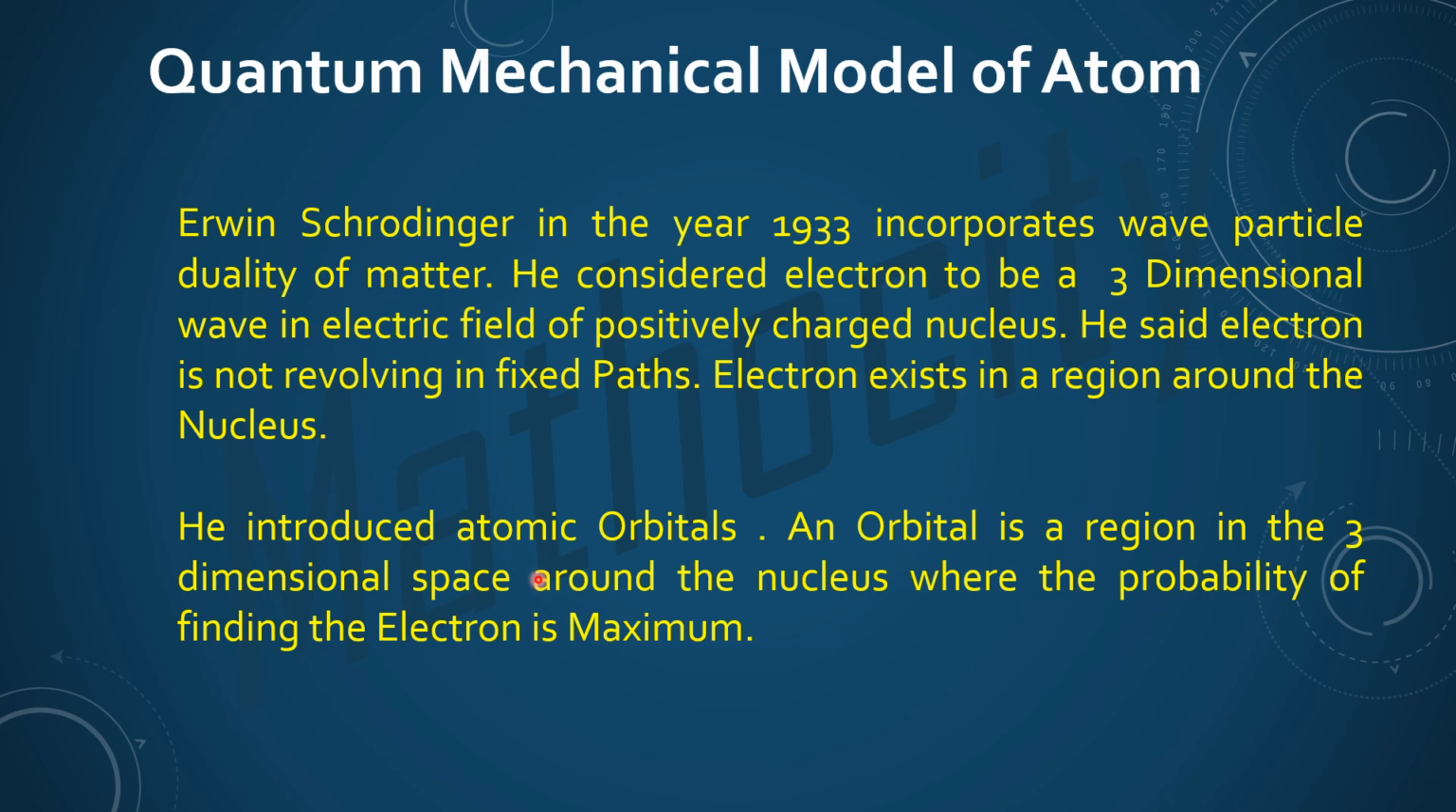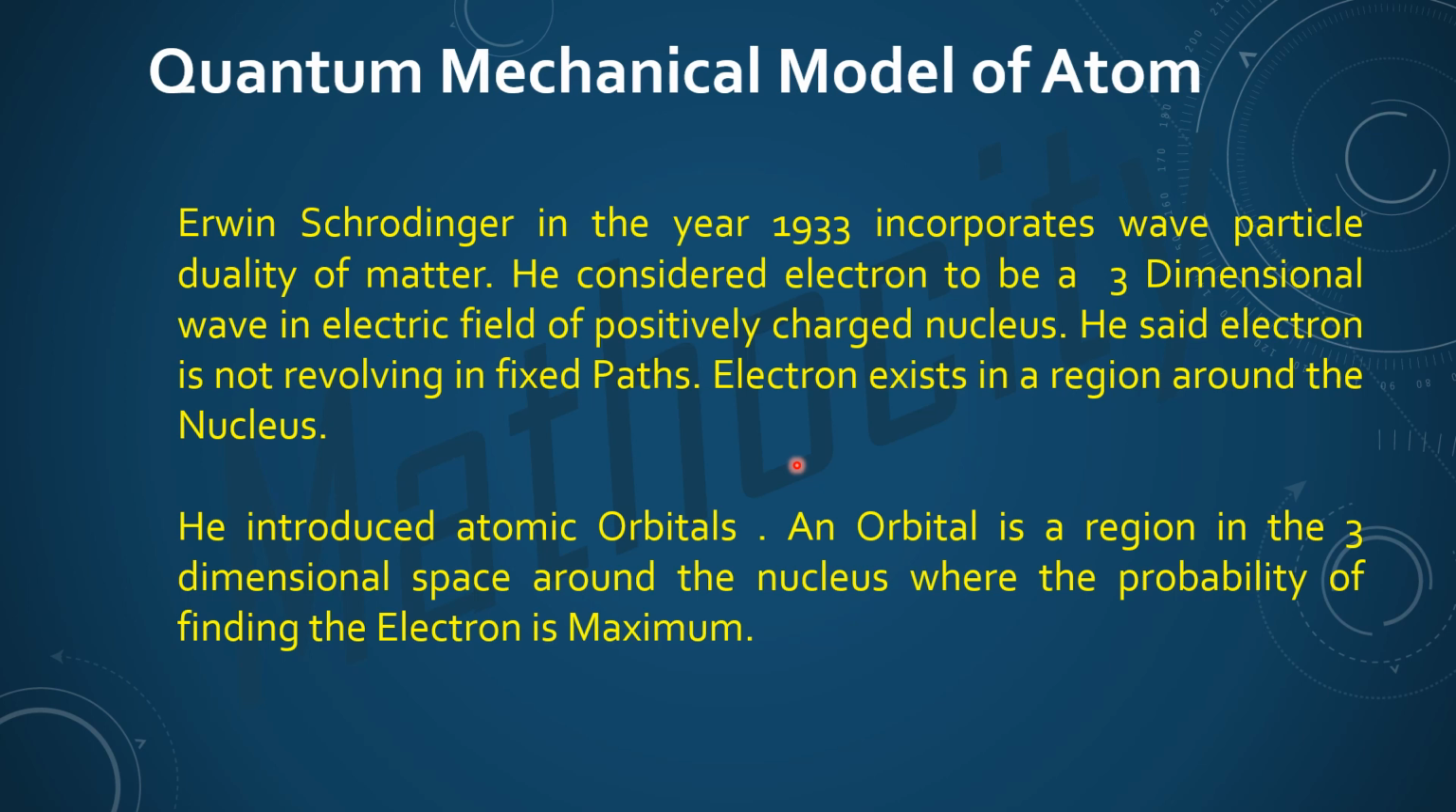He introduced atomic orbitals. The concept of atomic orbitals was introduced by Erwin Schrödinger. What is an orbital? An orbital is a region in the three-dimensional space around the nucleus, where the probability of finding the electron is maximum.